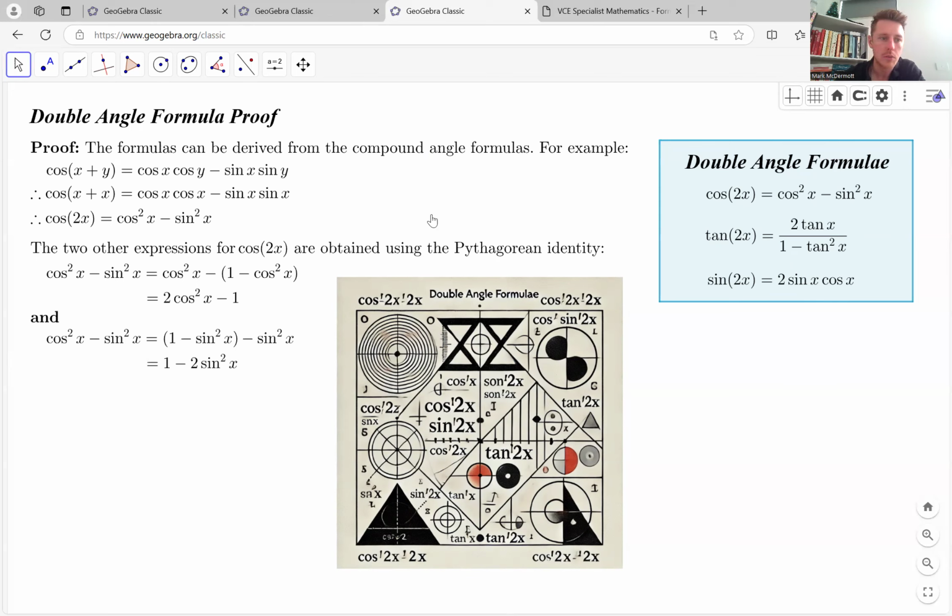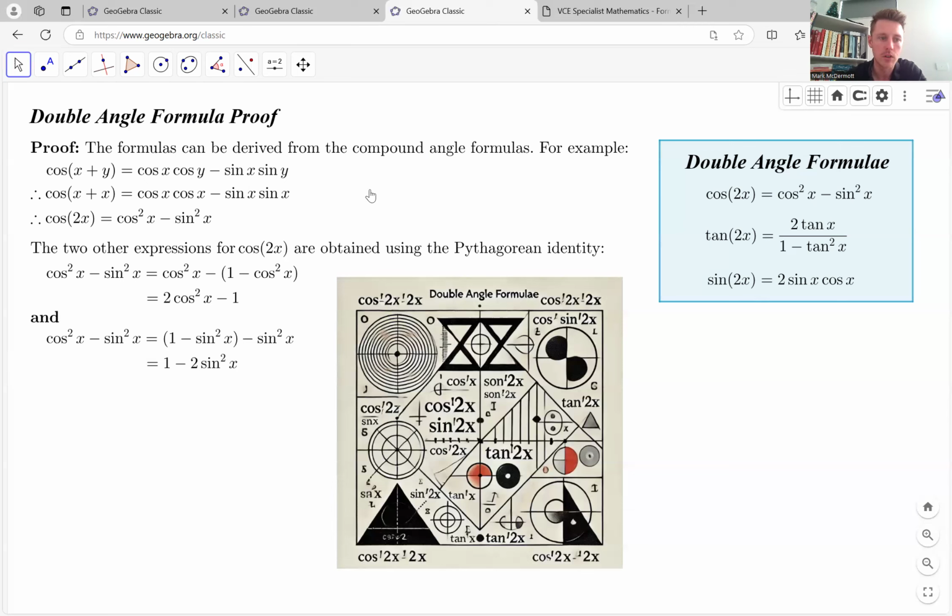Okay, we will actually prove this first one. So let's look at this first one here and see if we can prove it. What we can do is use the knowledge from the previous section, which was our compound angle formula. So if we want to prove that this is true, we can use cos of x plus y equals cos of x multiplied by cos of y minus sine of x multiplied by sine of y.